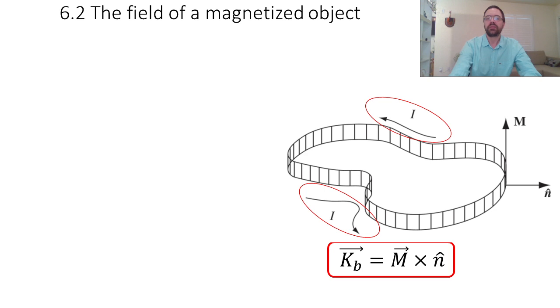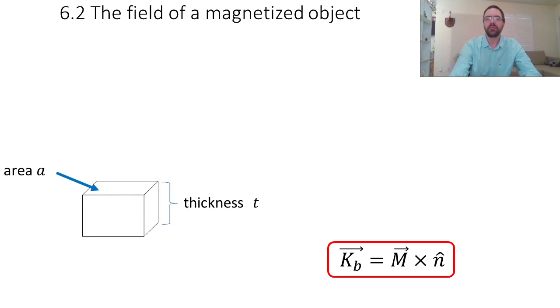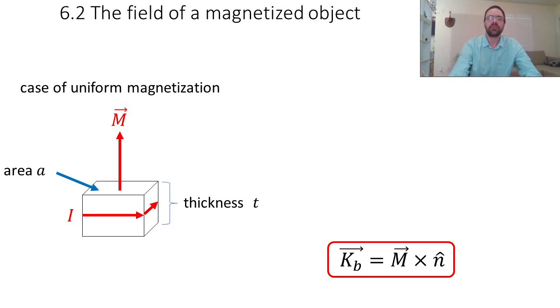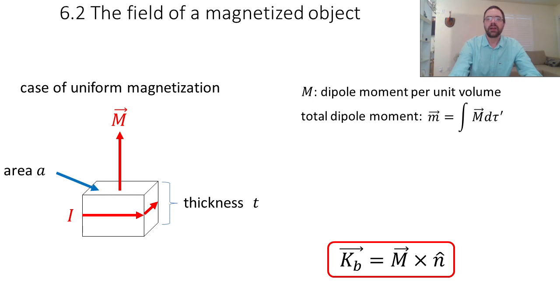For this, let's consider a small volume with the top area A and the thickness t. This volume has a uniform magnetization M, which can be understood as due to electrical currents running around the edge of the volume. The magnetization M is by definition the dipole moment per unit volume. The total dipole moment, which is a small m in the book notation, is therefore the integral of the magnetization over the volume, so integral of M d tau prime.